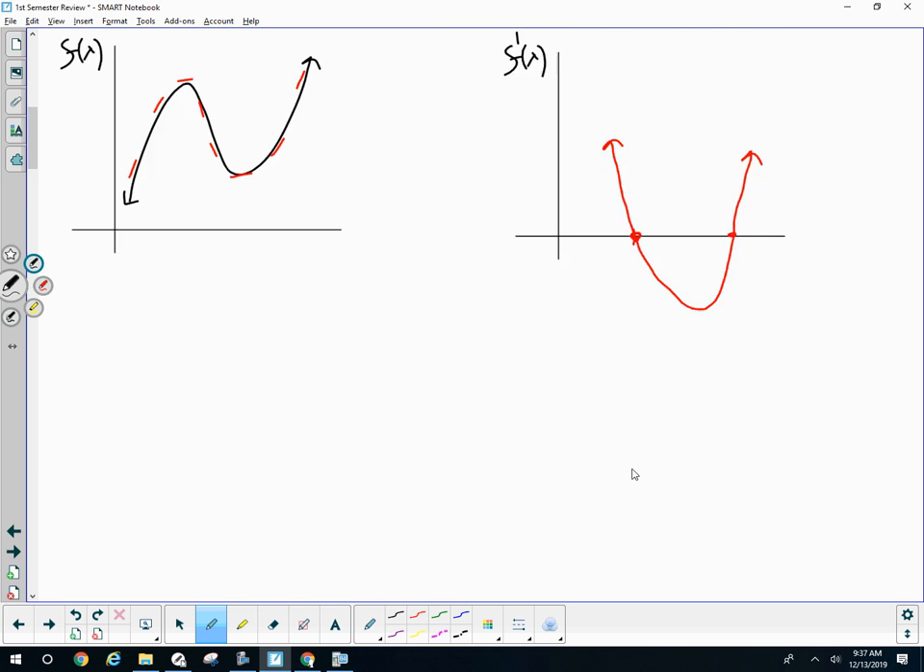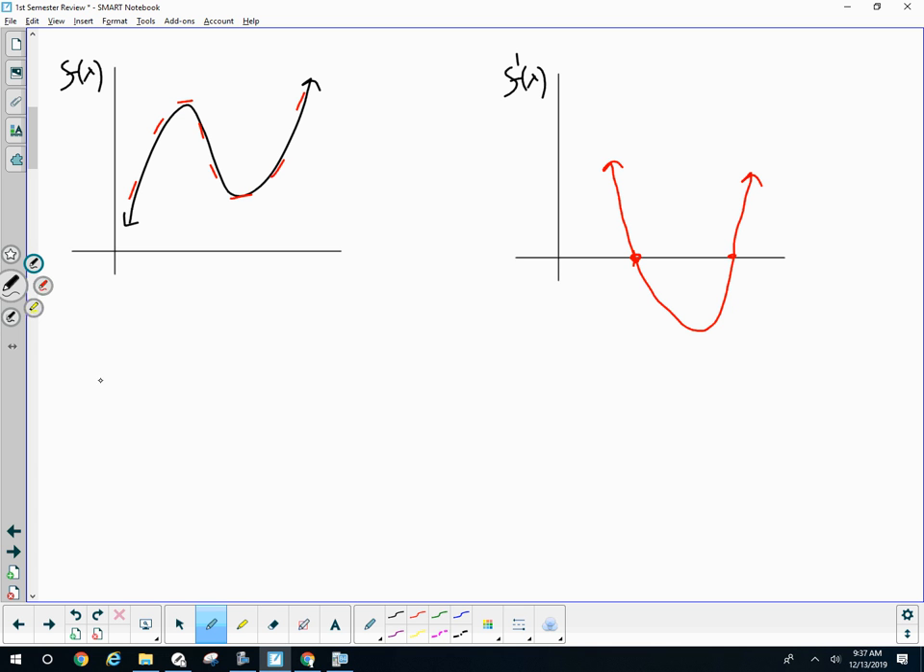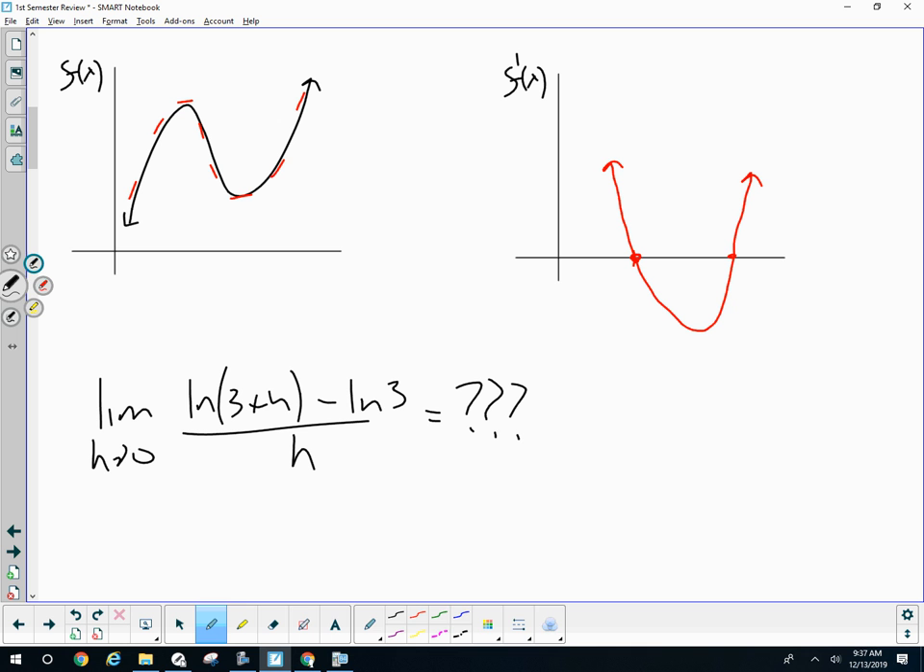Now, what's important is, you will see some questions where they'll ask you, what is the limit as h approaches 0 of, e to the 2 plus h, maybe not e, let's go with log. Log of 3 plus h minus log of 3, over h. And you might be thinking, what the heck are they asking me here? How do I do this?